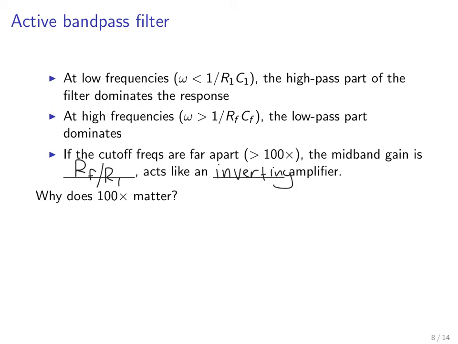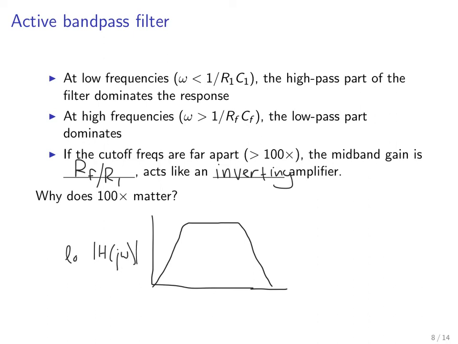Okay, so why does 100 times separation matter? Well, that's so that the midband will be sufficiently well separated from both cutoff frequencies, so we can make a good approximation. Let's say we plot the frequency response on a log-log plot here, and if they're well separated, then we'll have a nice flat part of the magnitude response. This is magnitude of H of j omega, log, and this is log omega.